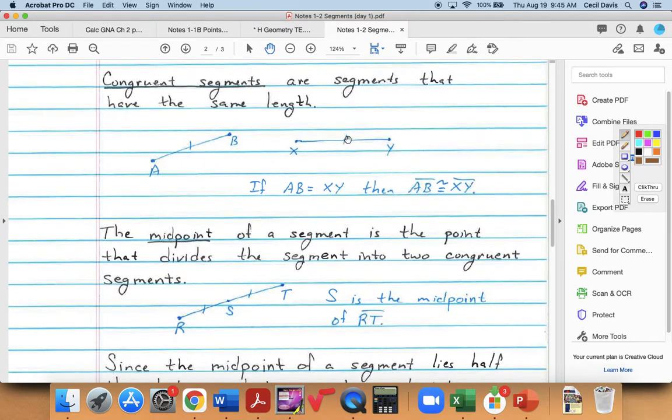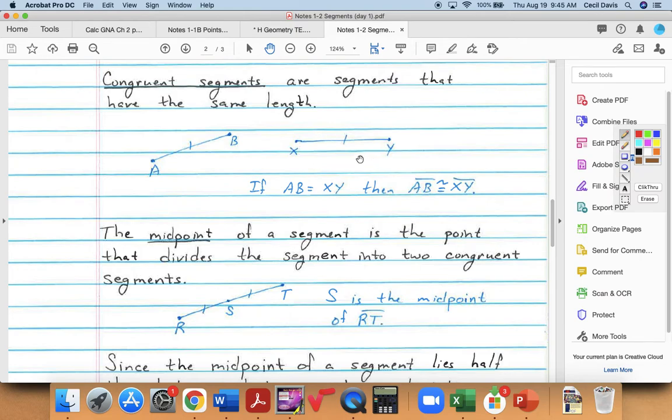You may have noticed this little slash mark across both of these. This is the way that we will mark that two segments are congruent to one another. So instead of having to write all this out to show somebody on a diagram, we can just draw a little slash, and everyone knows that means that those two are congruent.